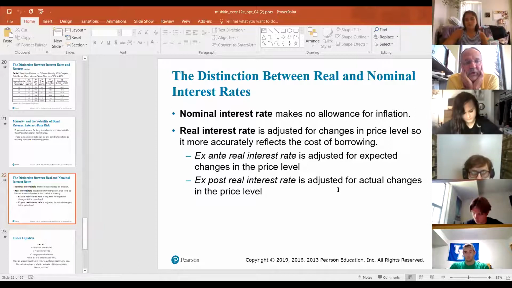That's the difference between nominal and real interest rates. The bank says they're paying 10%, but inflation is 6%. You're really only making 4%.